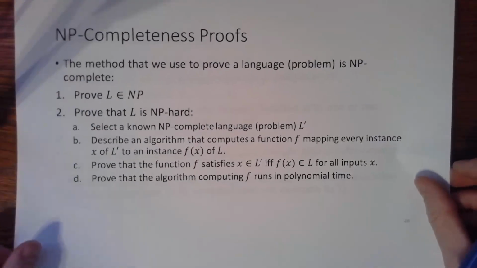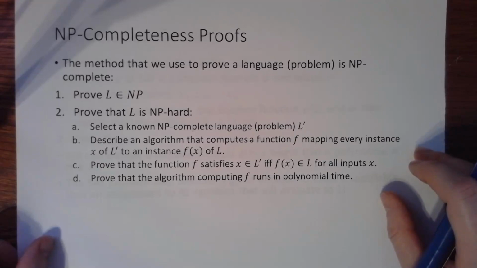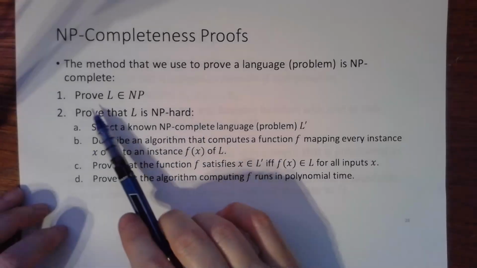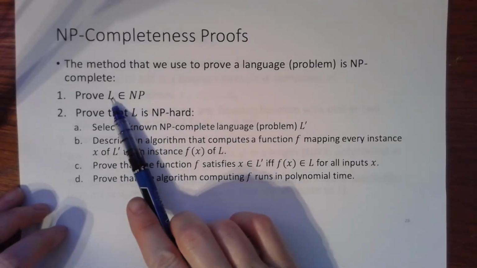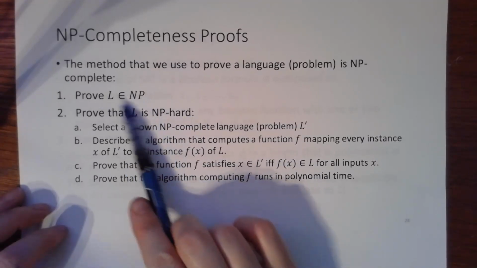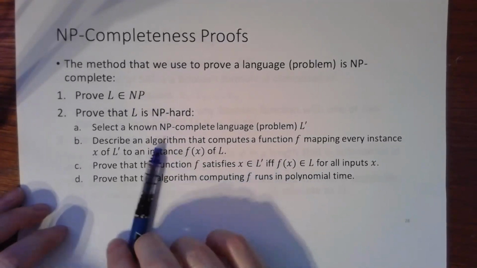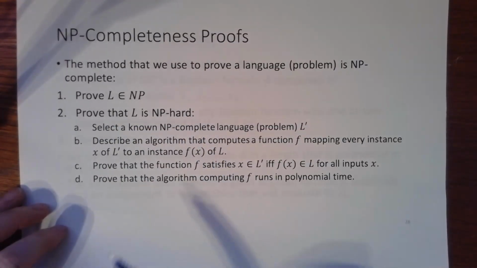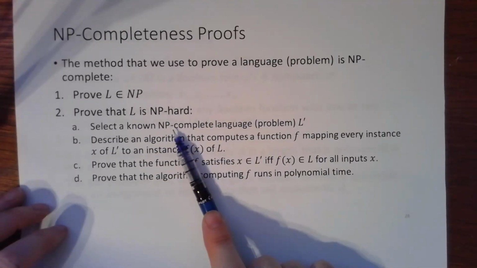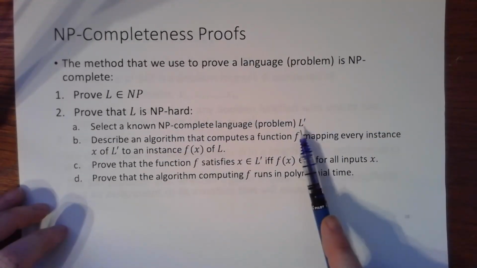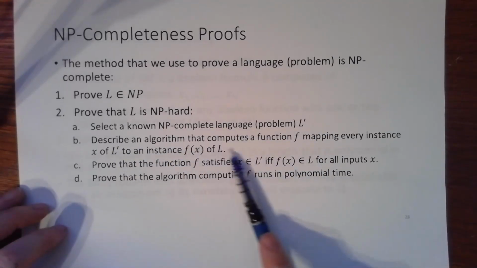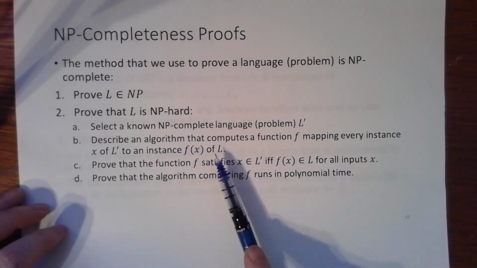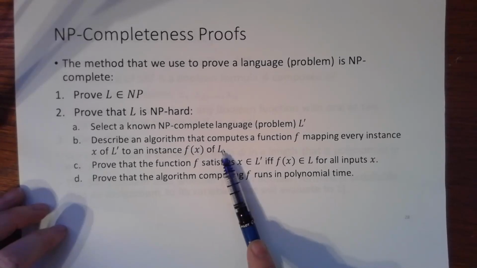In terms of our methodology for proving that something is NP complete, for every problem, first of all, we have to show that what we're trying to prove is NP complete is in NP, that it can be verified in polynomial time. The second thing we have to do is show that it's NP hard. How do we show that something's NP hard? Well, we select a known NP complete language, and then we describe some algorithm that computes a function that maps every instance of that known language to an instance of the one that we're trying to prove is NP hard.